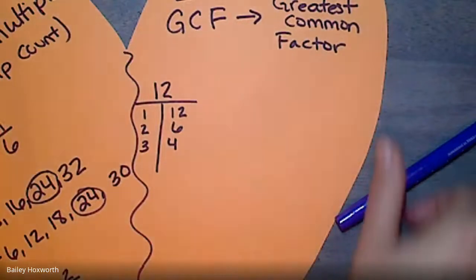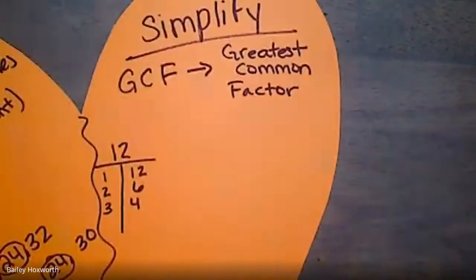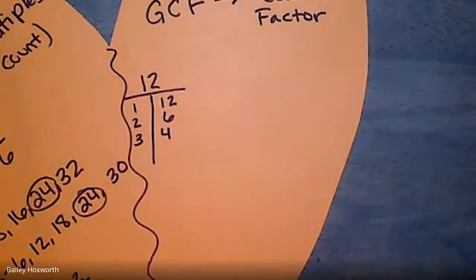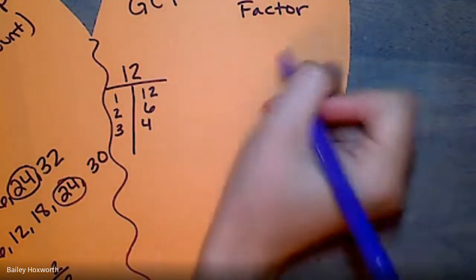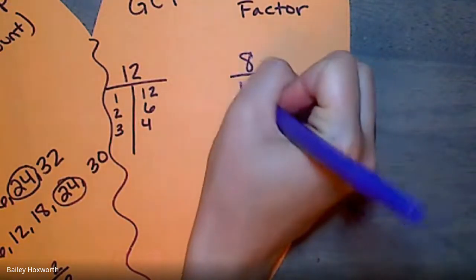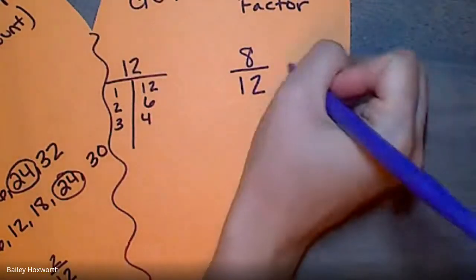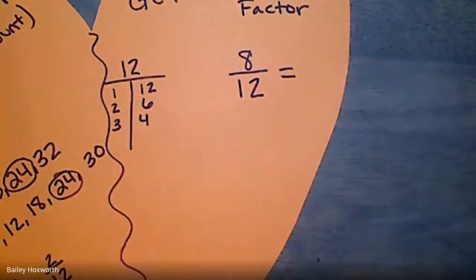Okay, so now let's talk about simplifying, how the greatest common factor helps us simplify. So if I had the fraction, let's do 8/12, and I want to simplify 8/12 into the smallest I can.